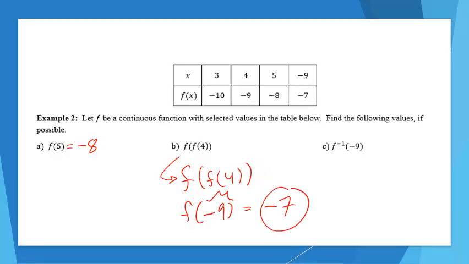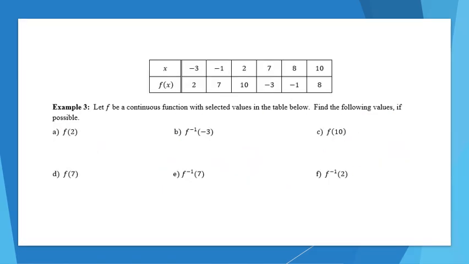And then part C, we have the inverse of negative 9. So you know how for part A, we looked for x equals 5 and then read our corresponding y value, or f of 5 value, which was negative 8. When you have the inverse, you're going to go the opposite direction. Here we're seeing where f of x is equal to negative 9, and then looking for a corresponding x value. So just think about it as you're going from bottom to top when you're dealing with inverses, and top to bottom when you're reading a regular table. So this should be positive 4 here.